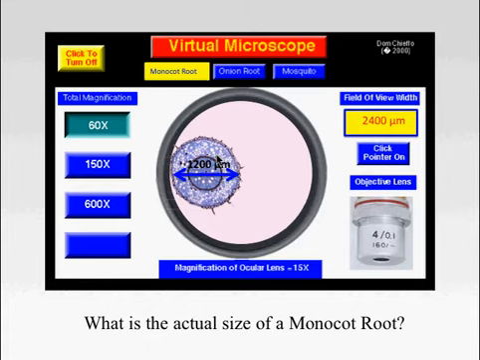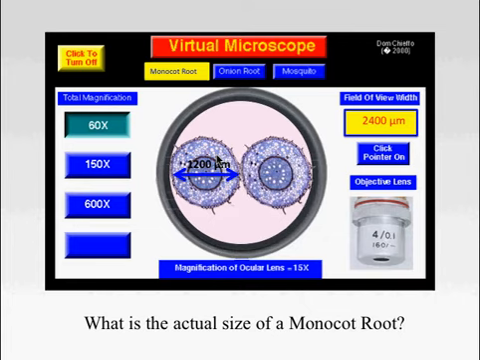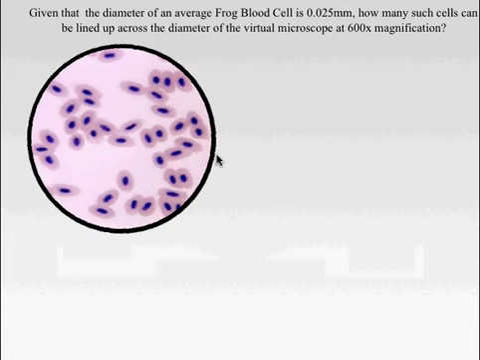So that's how you determine the size of an object under magnification, and it can be different for different types of magnification. Your field of view will change. We can see now that two monocot roots could fit inside the field of view. Let's take a look at this question.